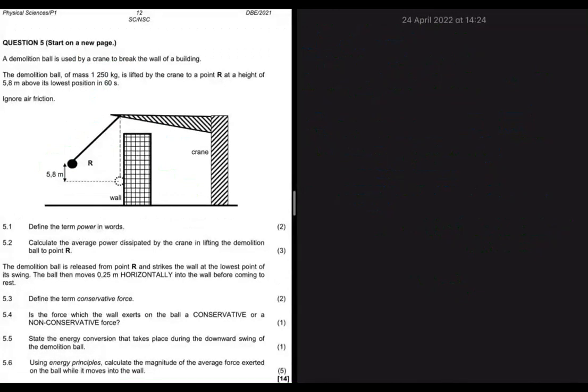Question 5 says a demolition ball is used by a crane to break the wall of a building. The demolition ball of mass, so we have a mass there. Let me just write it down. A mass of 1250 kgs is lifted by the crane to a point R at a height of 5.8 meters above its lowest position in 60 seconds. So we have a height of 5.8 meters, and some time t of 60 seconds. Ignore air friction. Okay.